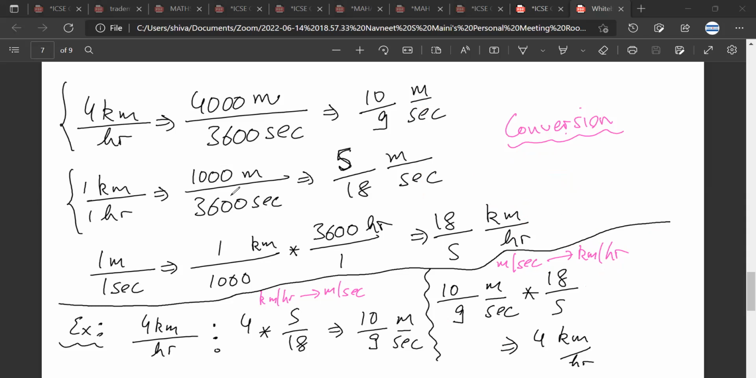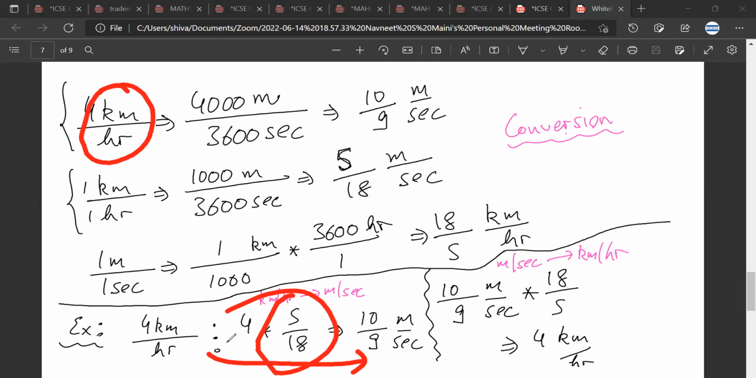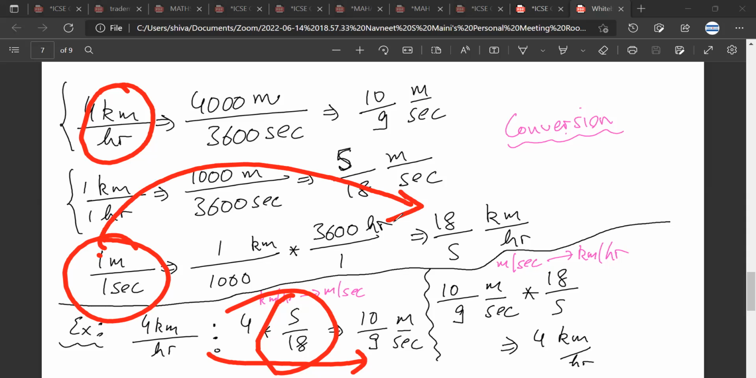Advisable. Yeah. So if I have kilometer per hour, I want to convert this into meter per second. I just have to multiply by a factor of 5 by 18. Are you clear? Any doubt? Similarly, if I have meter upon second and I want to convert this into kilometer per hour, I just have to multiply by a fraction 18 by 5.